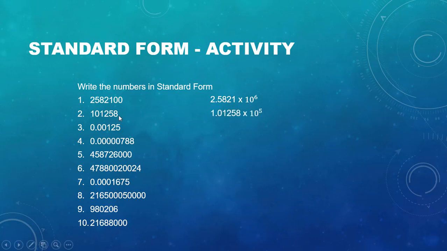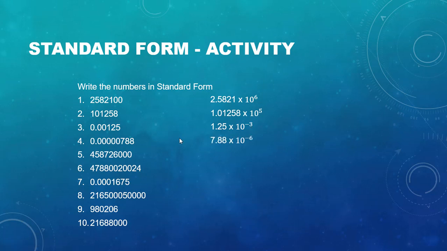Same principle here. Move our decimal point from right here. 1, 2, 3, 4, 5. So we write back our number, multiply by some power of 10, and since we moved our decimal place 5 times to the right, we get a positive index. Now for this one here, number 3, our decimal place is right here, so we're going to have to move the decimal place to the right. So we go 1, 2, 3, we write back our number, and then we write it multiplied by some power of 10. And in this case, our decimal place was moved to the right, so we get a negative index.